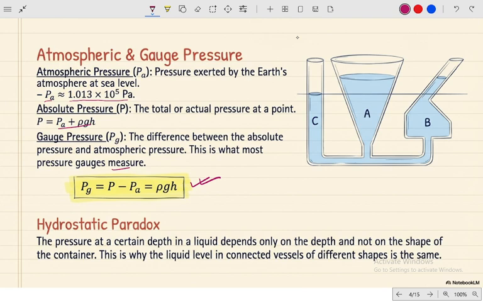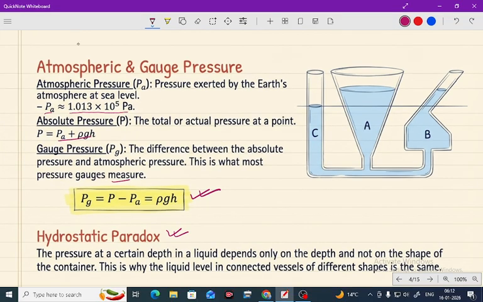So next one is hydrostatic paradox. What is that? You find that pressure at a certain depth in a liquid depends only on the depth and not on the shape of the container. This is why the liquid level in connected vessels of different shapes is the same.